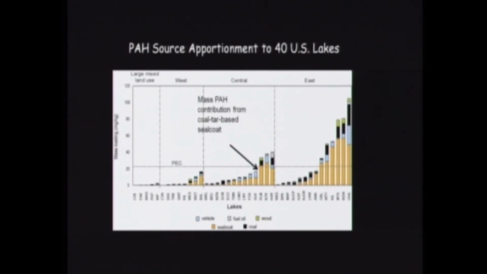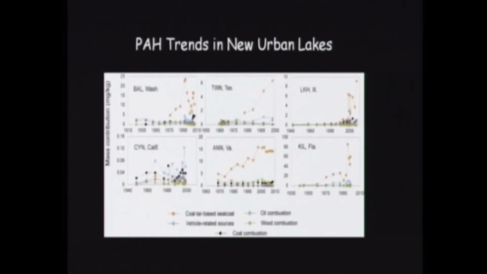Coming in second is vehicles, which is producing about 23% of the PAHs on average. After that, coal, which is about 18 to 20, and then wood and fuel oil are coming in a distant 4th and 5th. So this is an opportunity to really quantify the importance of these different PAH sources. But what we really wanted to look at was trends. So what we just looked at was recent sediment in those 40 lakes.